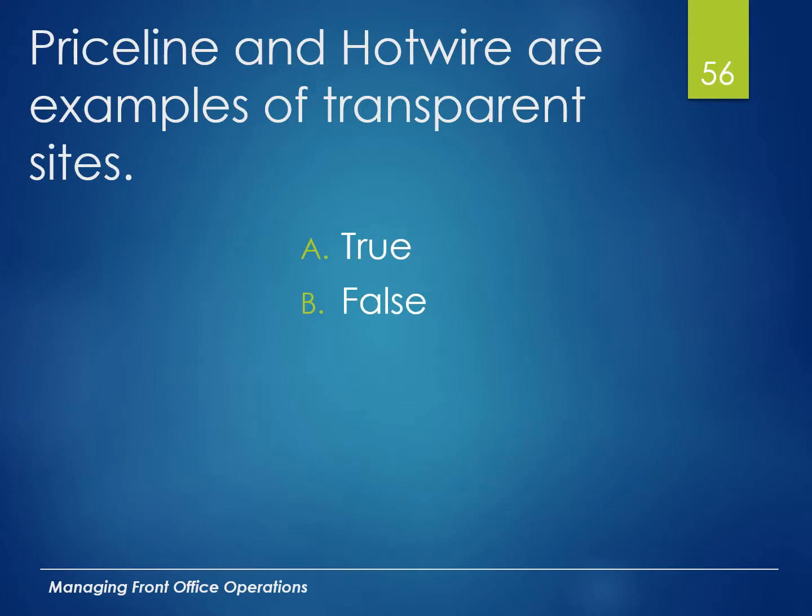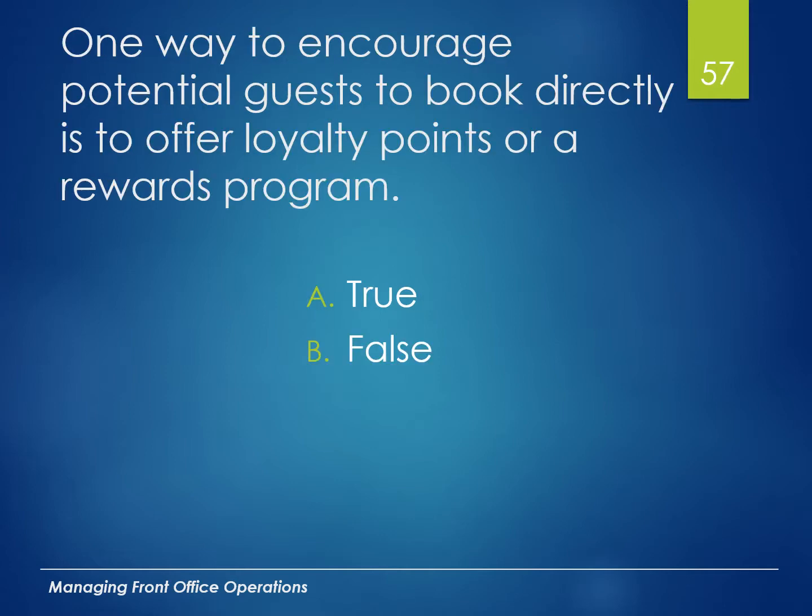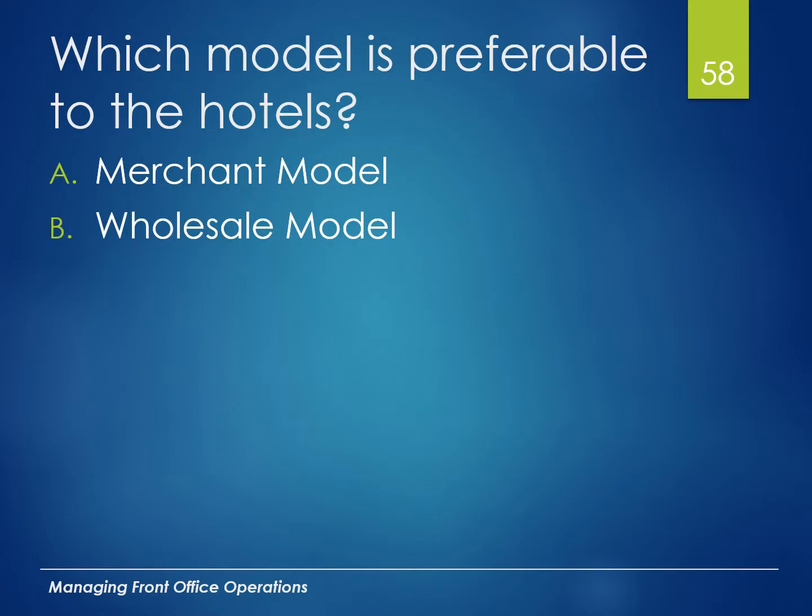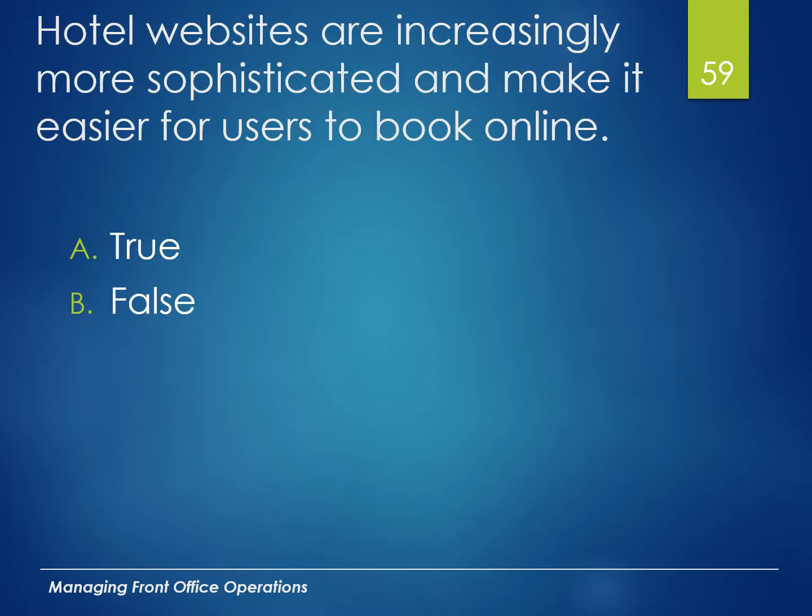So Priceline and Hotwire are examples of transparent sites. True or false? That is false. Okay. One way to encourage potential guests to book directly is to offer loyalty points or a rewards program. That is true. Which model is preferable to the hotels? It is the wholesale model.